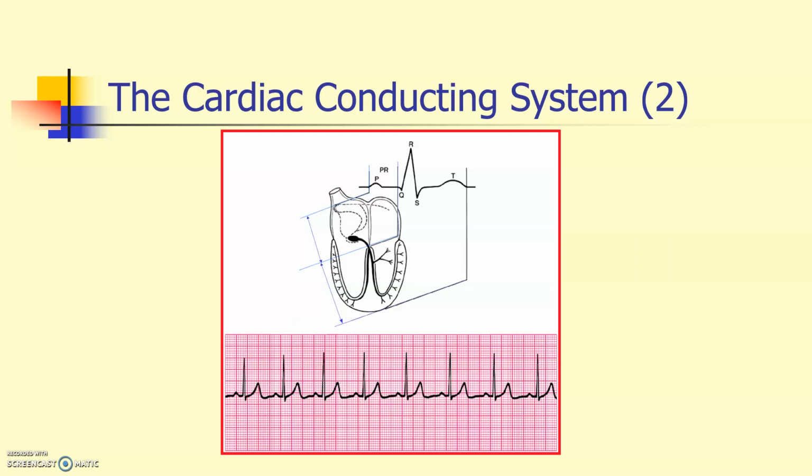That's the P wave. When the conduction reaches the AV node, it's halted there or slowed down at the AV node, and that produces your PR interval. The impulse then goes down the septum and back up through the ventricular wall, and that leads to your QRS complex. And finally, as the ventricle repolarizes, you get a T wave.